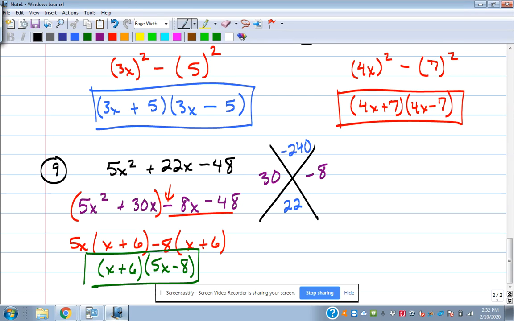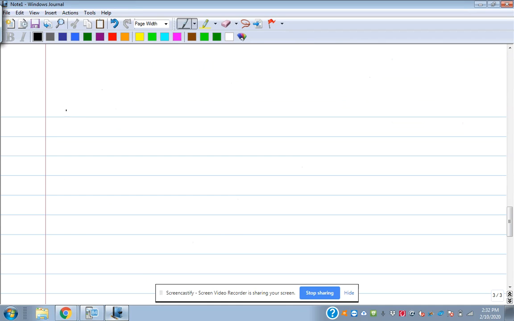Not too bad. Just takes a little practice getting back on track with that. You may not have done it in quite a while. You don't do that very much in geometry at all. You know, there's not much factoring in geometry, unfortunately.